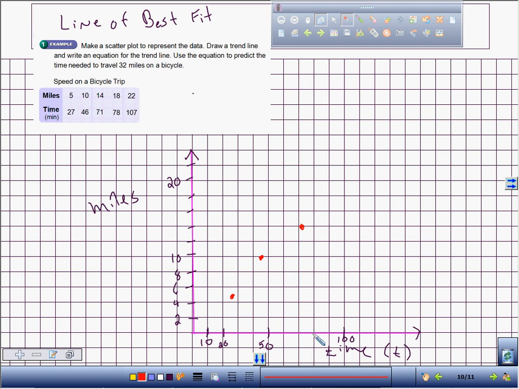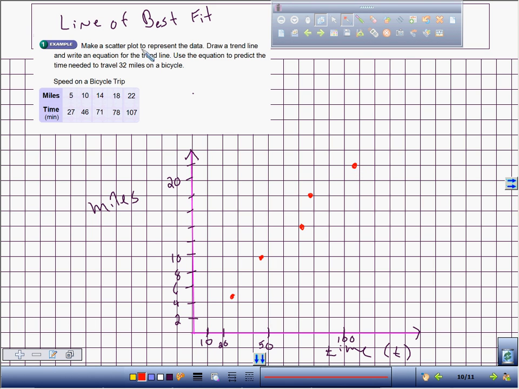So let's see, that's 80. So just short of 80 and up to 18. So that's 14, 16, 18. So maybe about there. And then 107, 22. So here's 110. So just short of 110 and way up to 22 up there. So maybe about there. All right, so it says make a scatter plot.